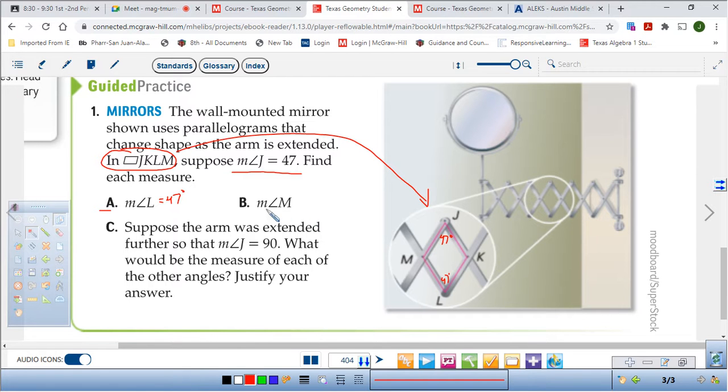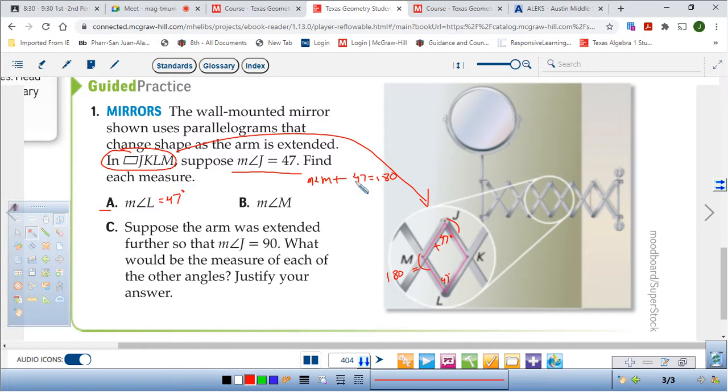Measurement of angle M. Okay, M is right here. Make sure you know opposite ones are congruent and next to each other, either way you look at it, are supplementary. So I'm just going to do it the way the book did it. Measurement of angle M plus 47 is equal to 180. I'll just look at these two like this. When I add these two up, they equal 180.